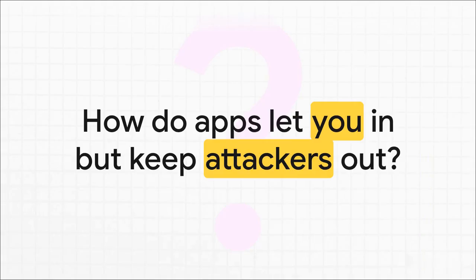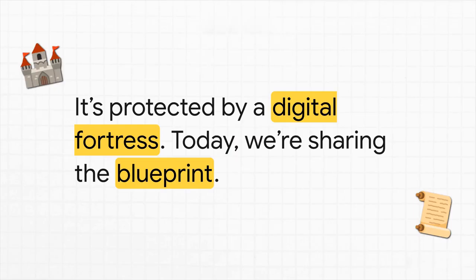I mean, really think about it for a second. Every time you log into your bank, order some food, or even just check the weather on your phone, there's all this magic happening behind the scenes to make sure it's actually you. So how does all of that work without accidentally letting the bad guys in? Well, the secret is that every secure app you use is protected by layers and layers of defenses. Defenses that act just like a medieval fortress. And today, we're handing you the exact blueprint to build one yourself.